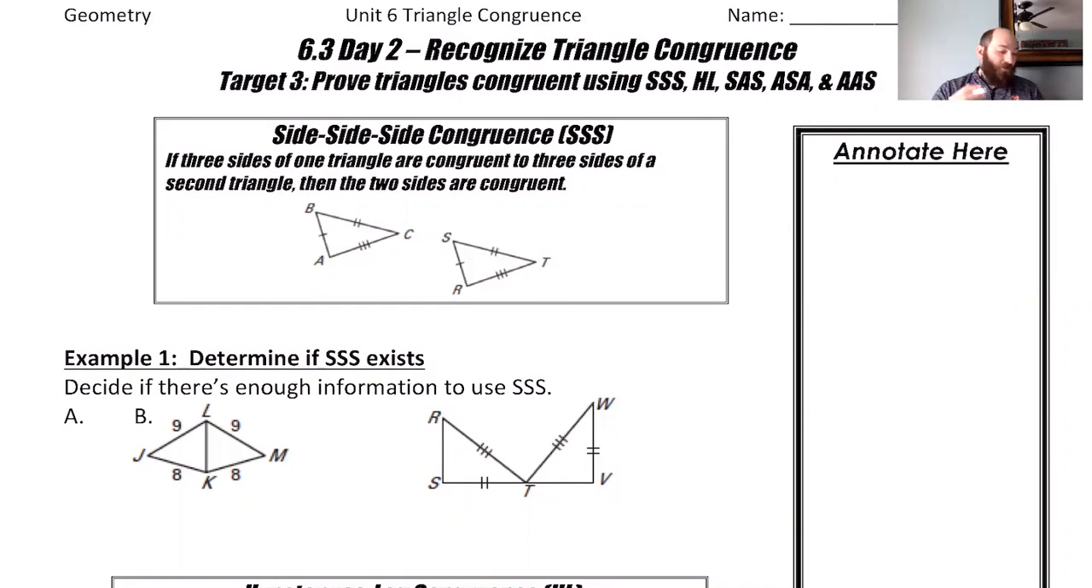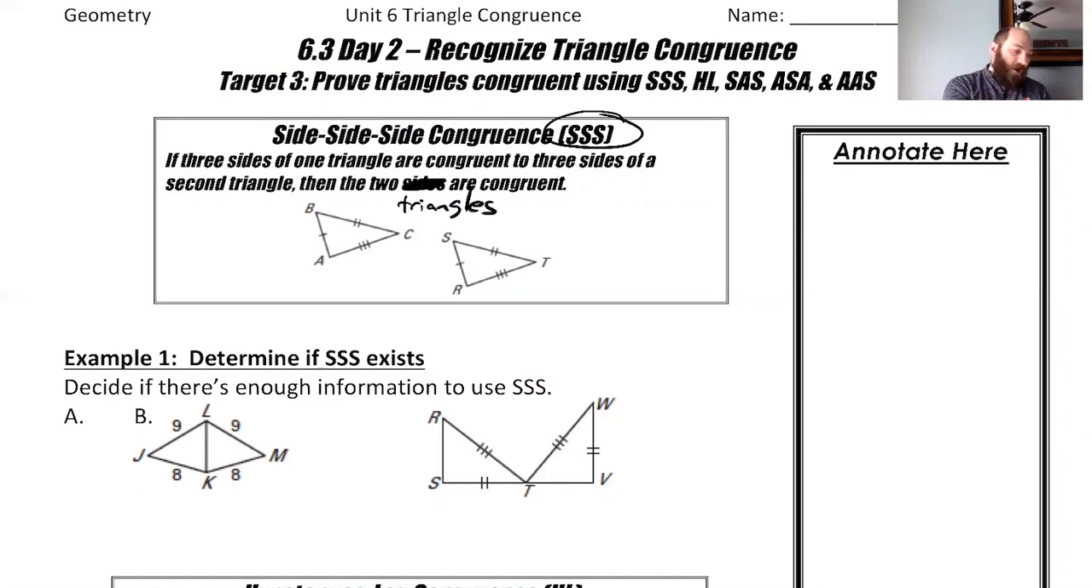So this is a matter of determining whether or not the entire triangles are copies of each other just based on some minimum information. And so that's what we're going to look at here. The first one is called side-side-side congruence, and we're going to shortcut that as SSS. If three sides of one triangle are congruent to three sides of a second triangle, then the two triangles are congruent.